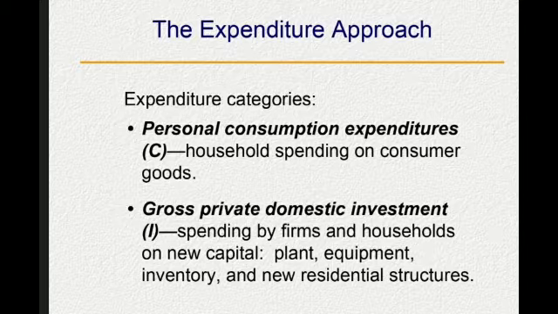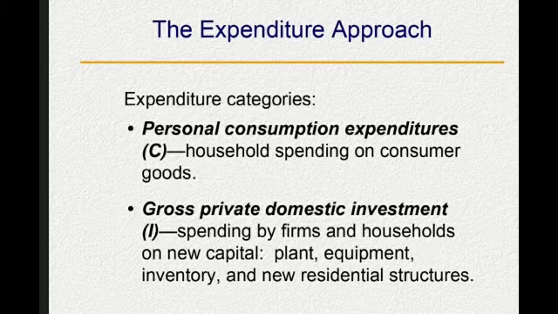What is the personal consumption expenditure? That is the household spending on consumer goods. That means whatever amount is spent by households on consumer goods is personal consumption expenditure. The next one is gross private domestic investment, which denotes I. Here it explains whatever amount is spent on new capital by firms and households. The new capital is in the form of plants, equipment, inventory and new residential structures. So whatever is spent by firms and households for the purchase of new capital comes under gross private domestic investment, and it denotes I.